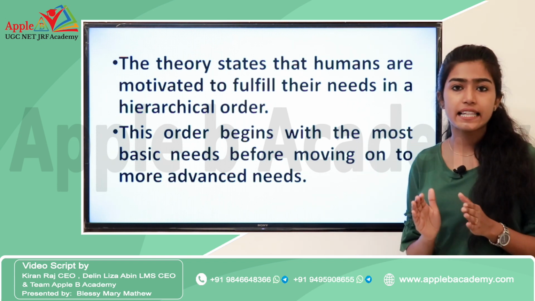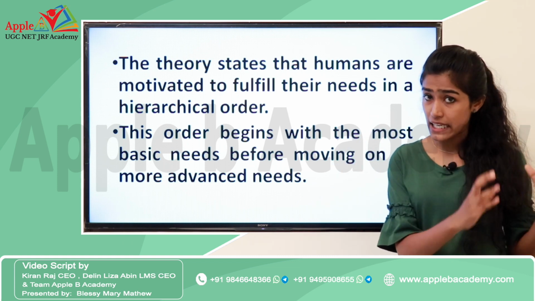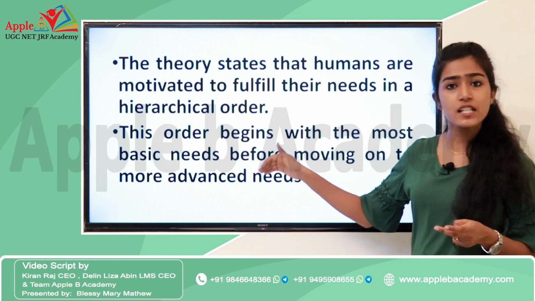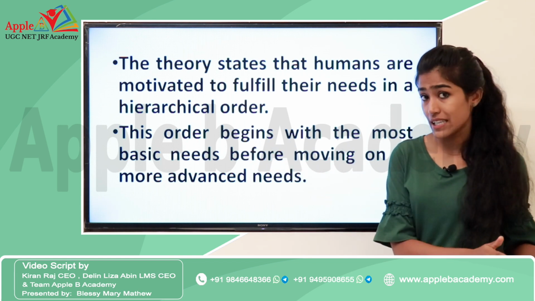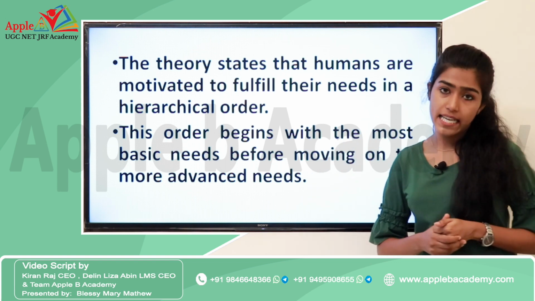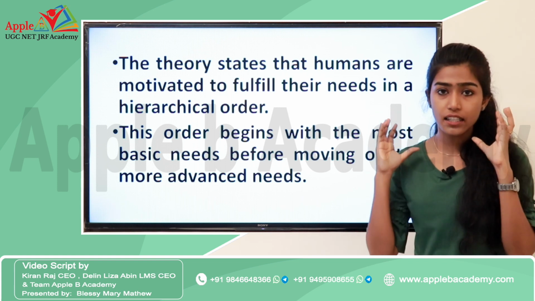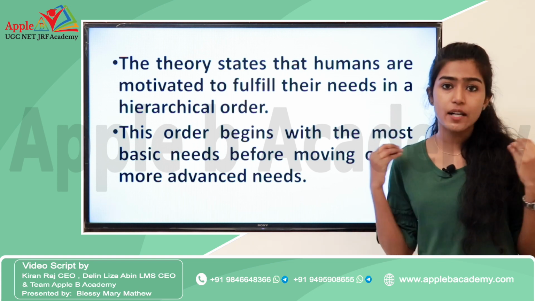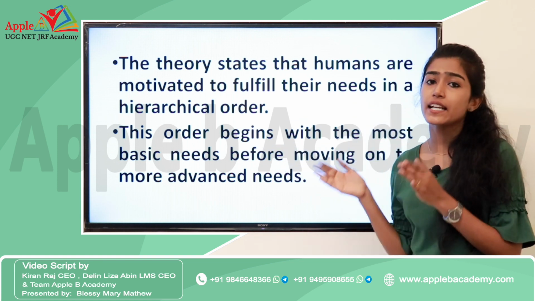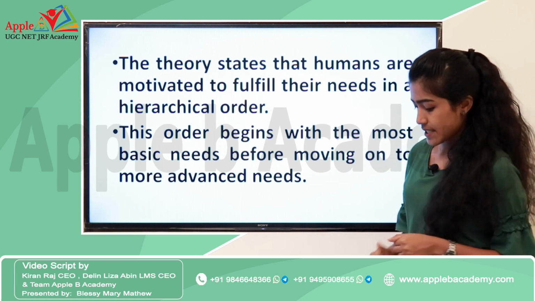So we already said that this hierarchy of needs is basically a list of human needs arranged in an order. What is the order here? The order begins with the most basic needs of human beings, and then it moves towards the more advanced needs. It starts with the very basic needs, and then it moves to the most complex or the most advanced needs.